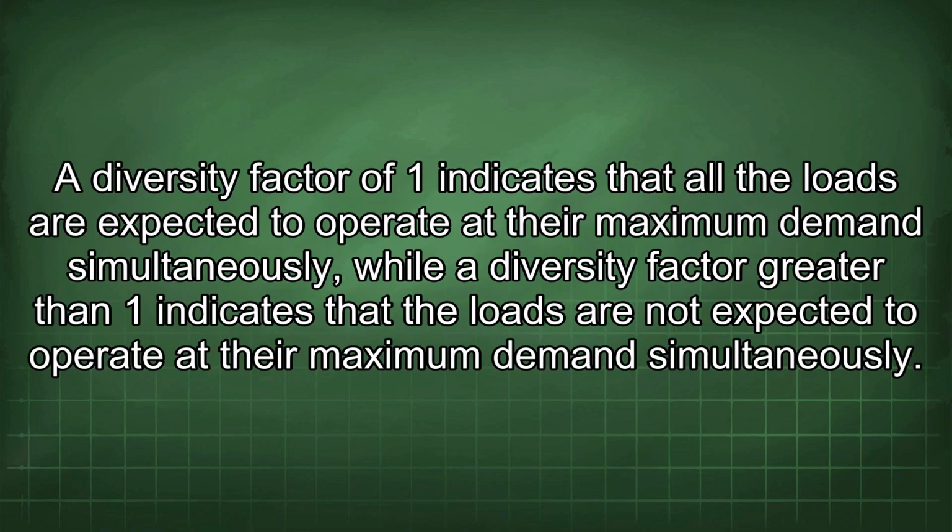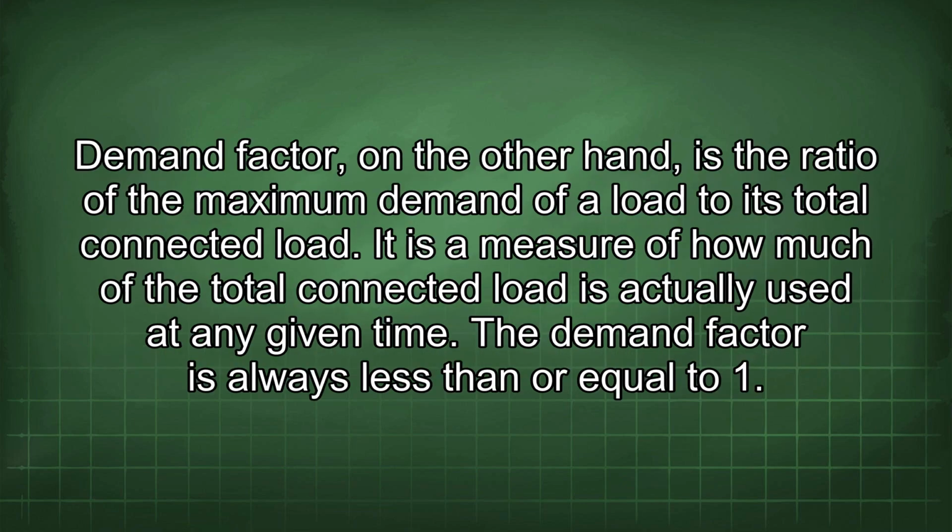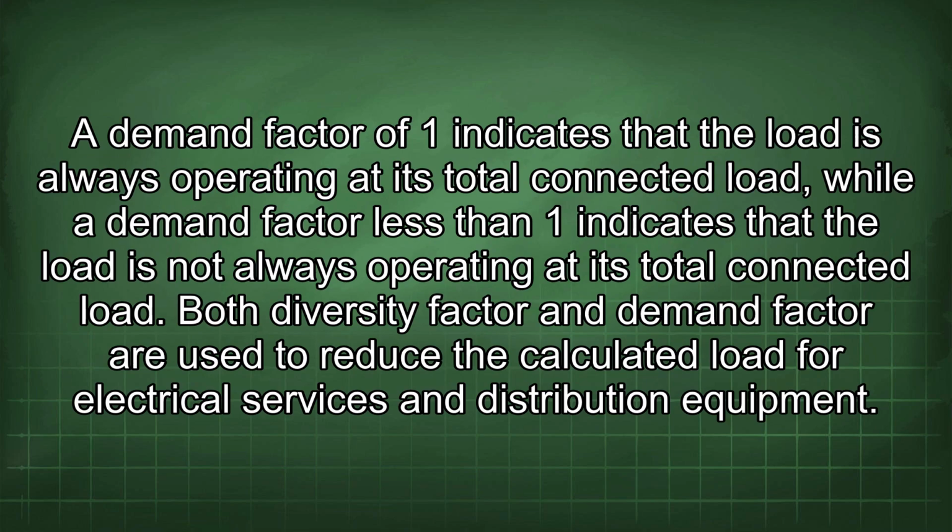A diversity factor of 1 indicates that all the loads are expected to operate at their maximum demand simultaneously, while a diversity factor greater than 1 indicates that the loads are not expected to operate at their maximum demand simultaneously. Demand factor, on the other hand, is the ratio of the maximum demand of a load to its total connected load. It is a measure of how much of the total connected load is actually used at any given time. The demand factor is always less than or equal to 1. A demand factor of 1 indicates that the load is always operating at its total connected load, while a demand factor less than 1 indicates that the load is not always operating at its total connected load.